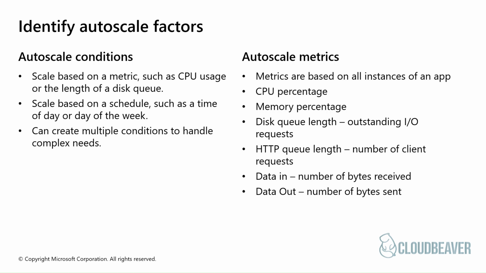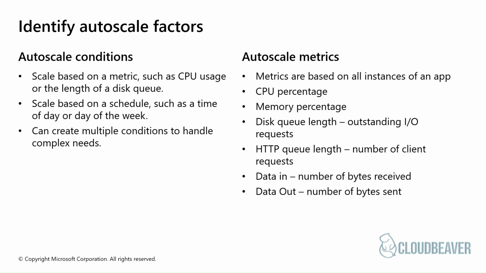The metrics for auto scaling, there are so many. A few of them include CPU percentage, memory consumption, disk queue length for any input and output requests that you have, HTTP requests for the number of client calls you get, data in, that is the megabytes of data you receive, or data out, the amount of data that goes out of the server, which can also be a criterion.